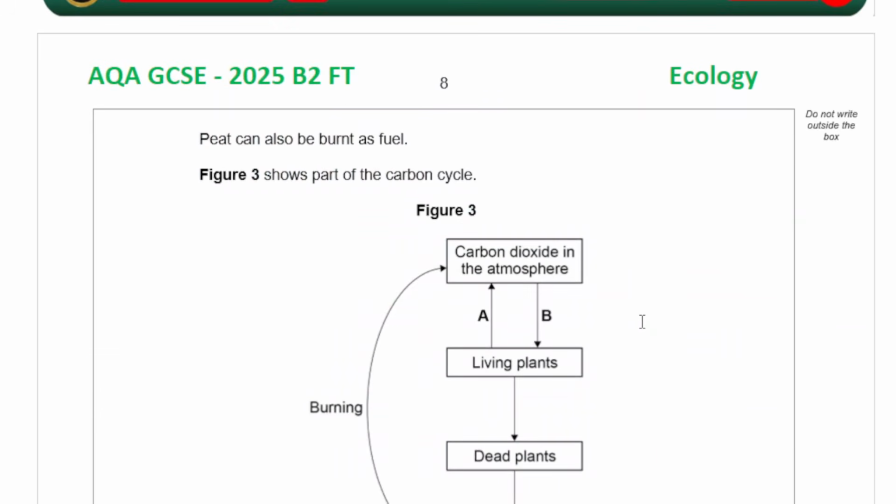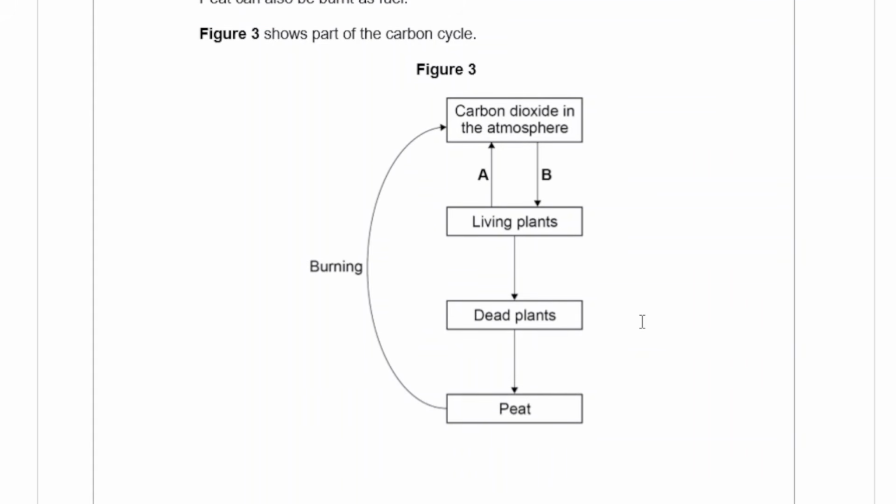Peat can also be burnt as fuel. Figure 3 shows part of the carbon cycle. So you have carbon dioxide in the atmosphere. A is actually going back from the living plants into the atmosphere. That's respiration. A is respiration. Carbon dioxide going into plants is photosynthesis.